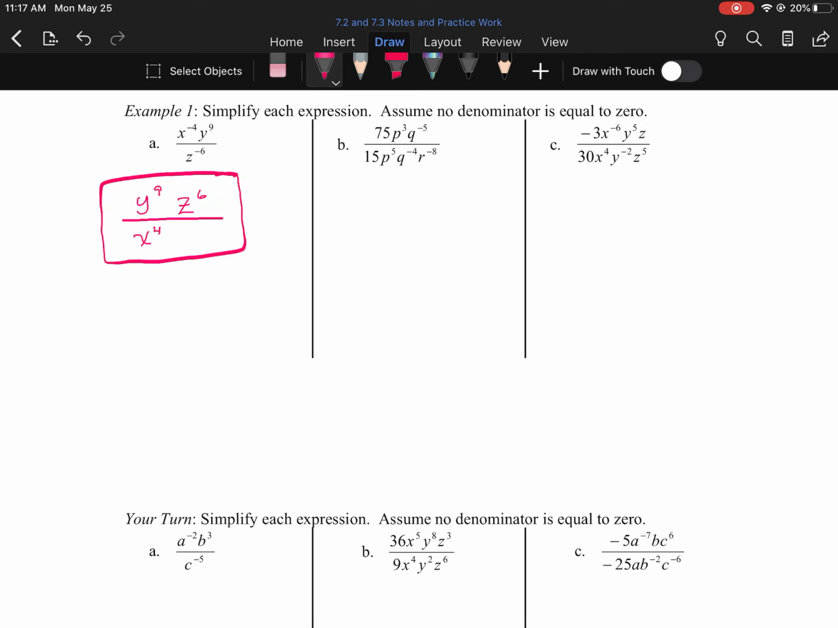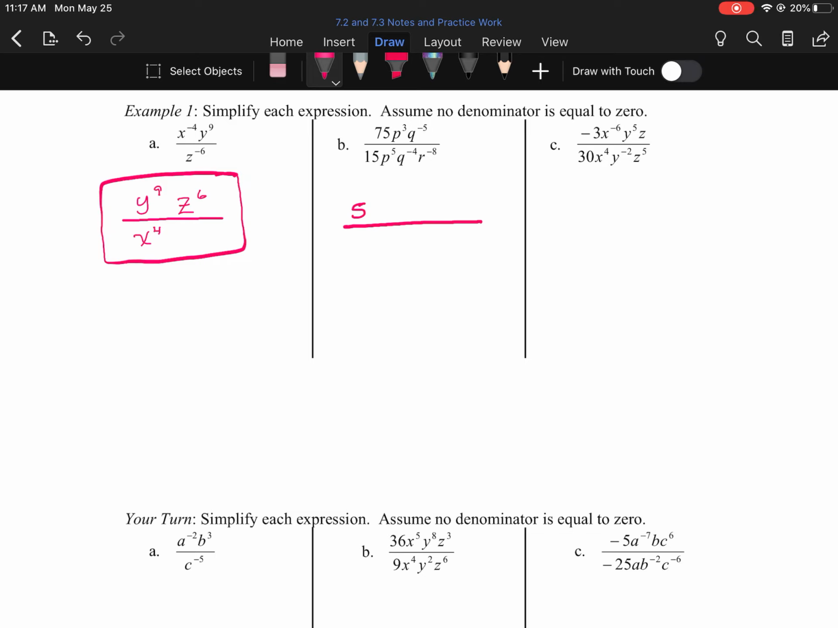All right, let's take a look at this next one. The first thing I notice is I have 75 divided by 15. So 75 divided by 15 becomes 5, and that's a positive 5, so that stays in the numerator. All right, and now I have my p's. I'm going to just worry about negative exponents right now.